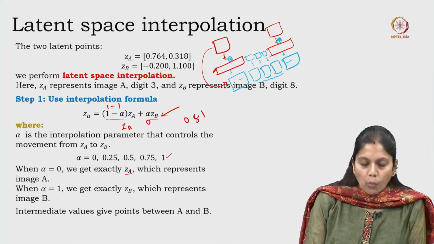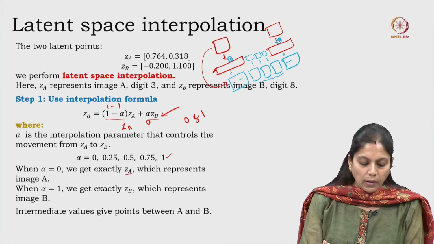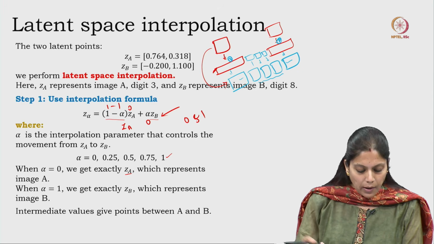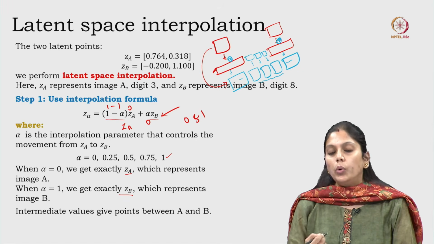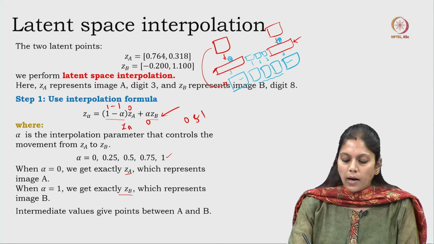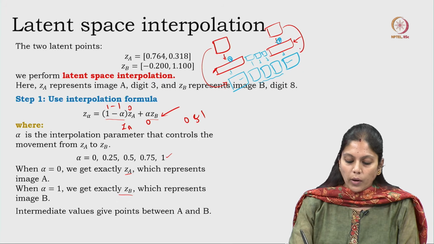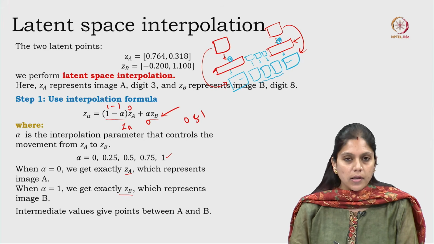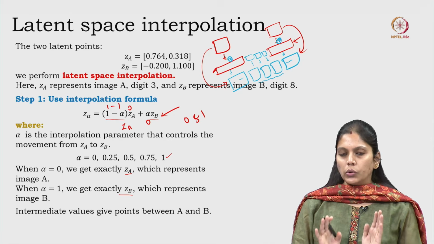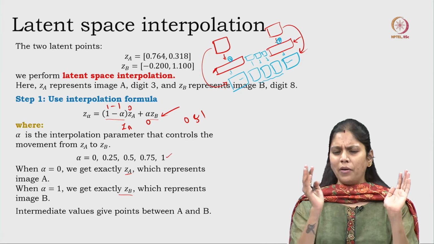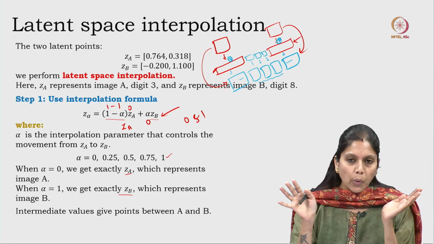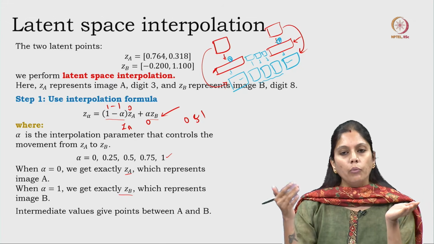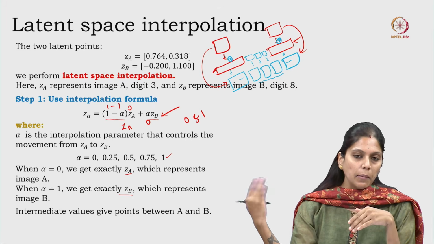Substitute: 1 minus 1 is 0, and 0 into something makes this term 0, while 1 into ZB is ZB. We get exactly ZB, and when you pass that to a decoder, we get that image B. What is image B here? Handwritten digit 8. So you understood this concept: alpha can be anywhere between 0 and 1. When you take it as 0, we get the first image. When you take it as 1, we get the last image, that is the second image.